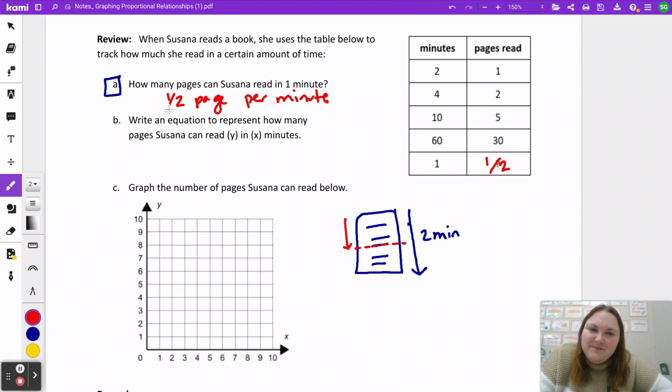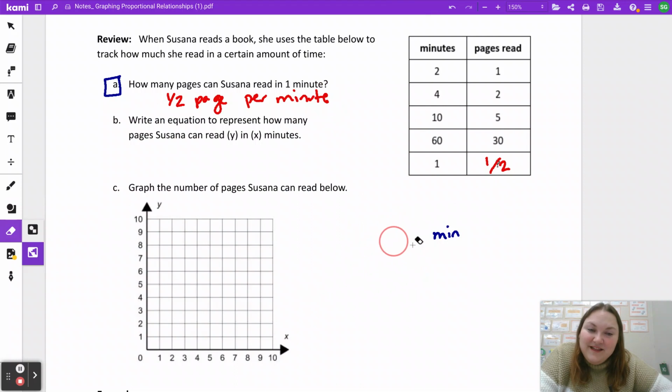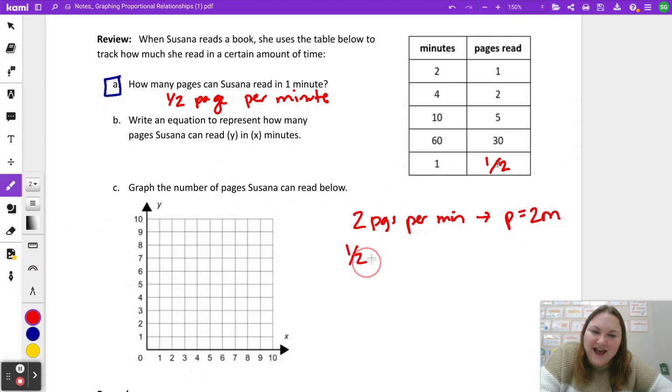And that half a page per minute is where these other pairs of numbers came from. Half a page per minute is also going to be the most important thing we need to write our equation and our graph. Thinking about what you've already done, when I told you she could read 2 pages per minute, that was the warm-up question, you took that and wrote the equation P equals 2M. What would half a page per minute look like in an equation? Well, that would be the number of pages equals half per minute.